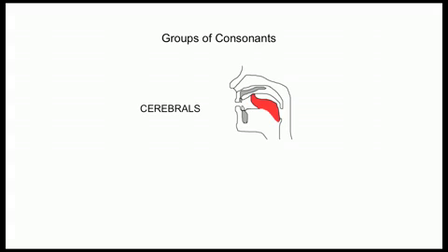The next group are called cerebrals, where the tongue seals the breath behind it by arching up firmly against the roof of the mouth. The cerebrals have a very hard and sharp sound, and they are all represented by letters with a dot beneath them. This is how they go. Ṭ, ṭh, ḍ, ḍh, ṇ.